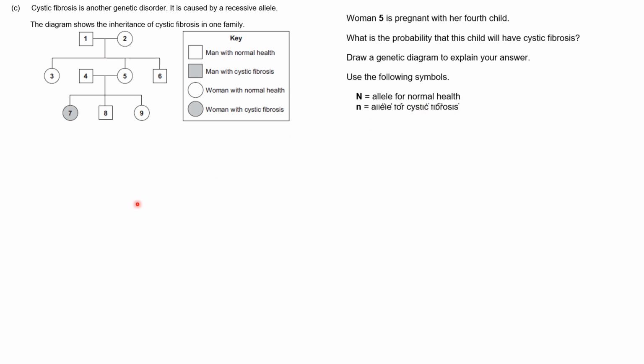We've got a key here with further details. Woman 5, so this person here in our diagram, is pregnant with her 4th child. What is the probability that this child will have cystic fibrosis? Draw a genetic diagram to explain your answer. Use the following alleles. So they've stated what alleles to use. So N for normal health, that's dominant, you can see it's a capital letter, and lowercase n for having cystic fibrosis. Now they've picked N here, I think because it's very clear, capital and lowercase letters, whereas if they just picked C, it would be a bit more tricky.